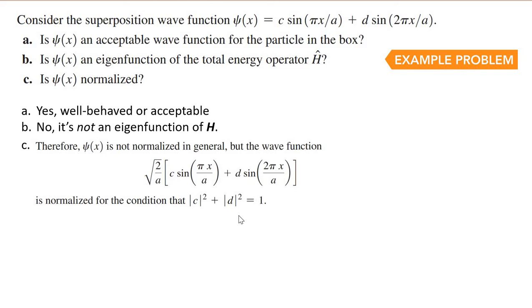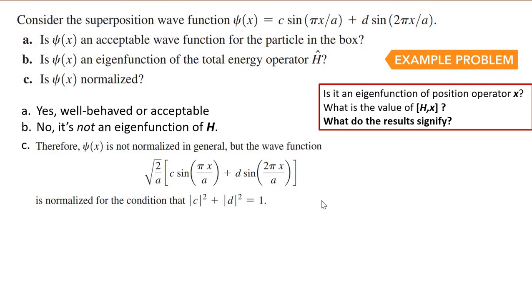So this is the normalization condition that you can get easily. Now another question: the same function, which is not an eigenfunction of H, is it an eigenfunction of the position operator X? That's another question. And what is the value of Hx, that we have already used in our Ehrenfest theorem? What is the value of Hx, and what do the results signify?